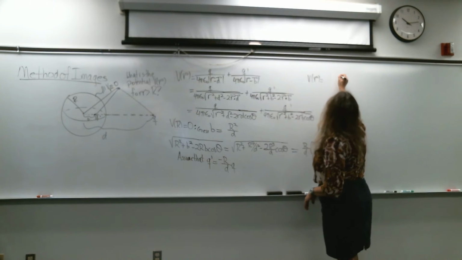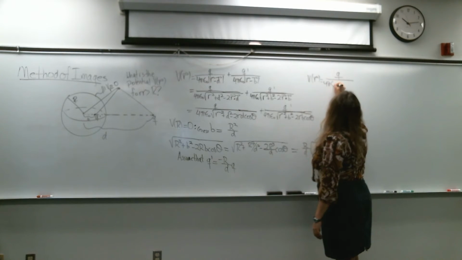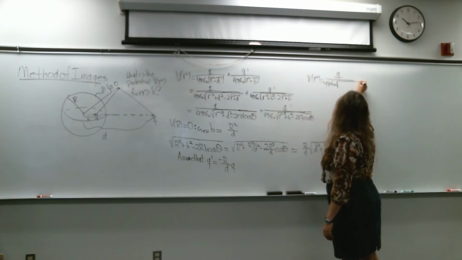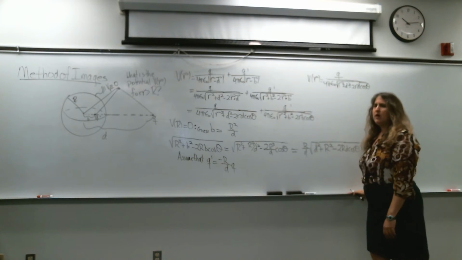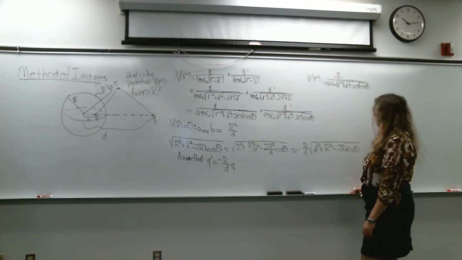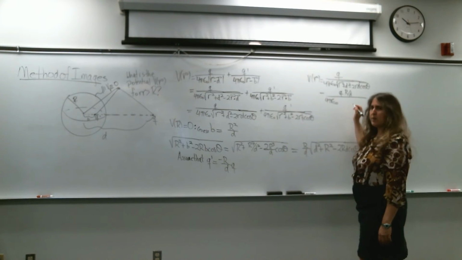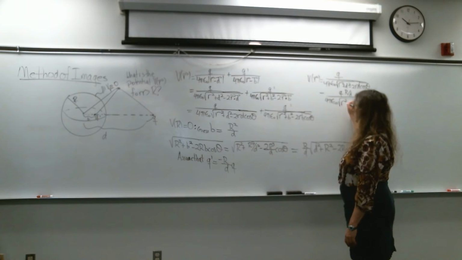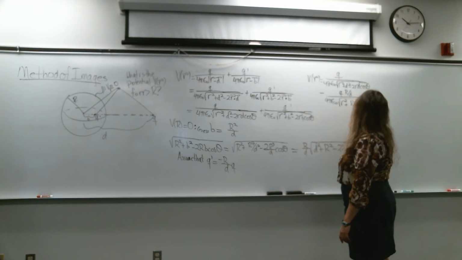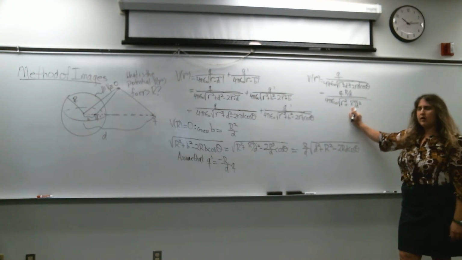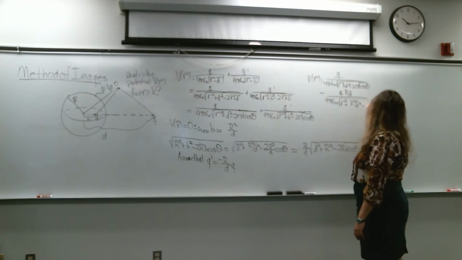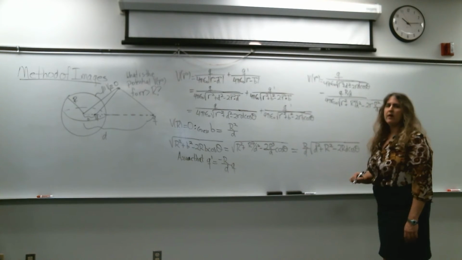So therefore, my V as a function of r is equal to q over 4 pi epsilon naught times the square root of r squared plus d squared minus 2rd cosine theta, minus qR over d all over 4 pi epsilon naught times the square root of little r squared plus big R to the fourth over d squared minus 2r R squared over d cosine theta. And that is your solution.